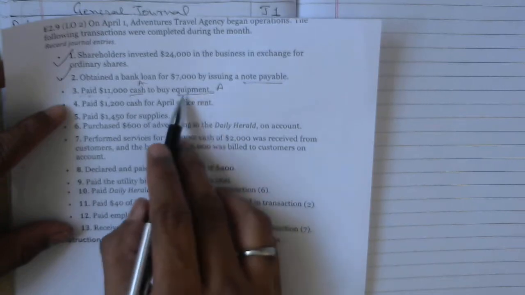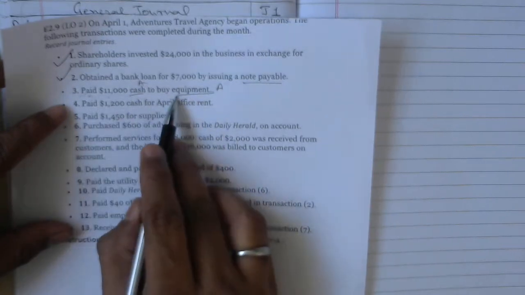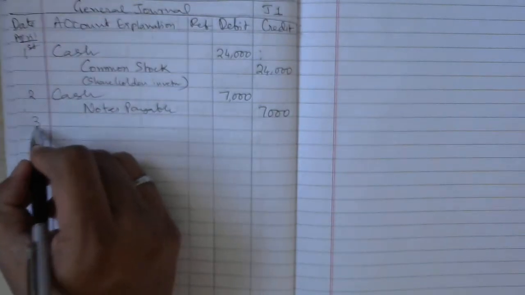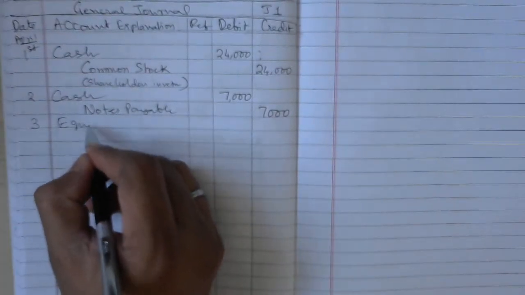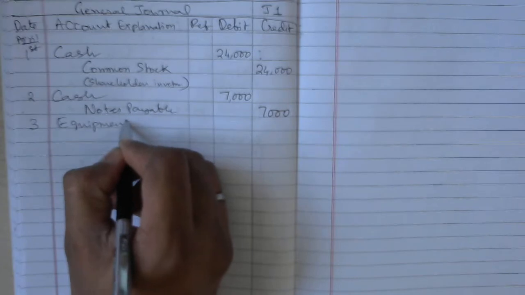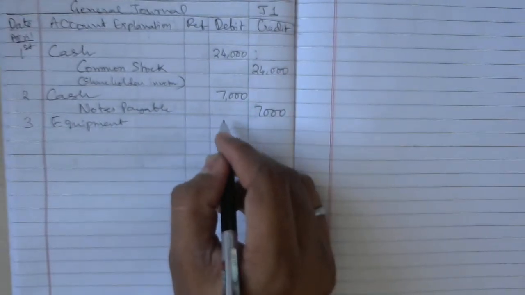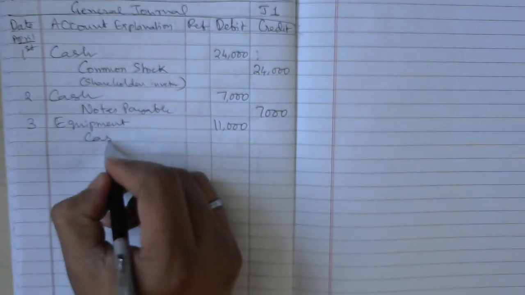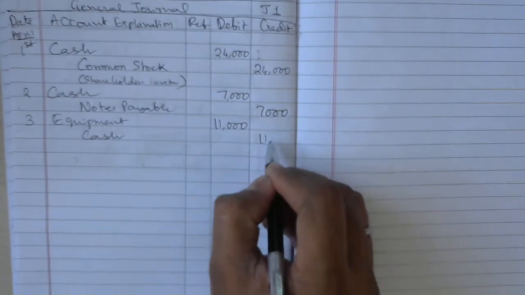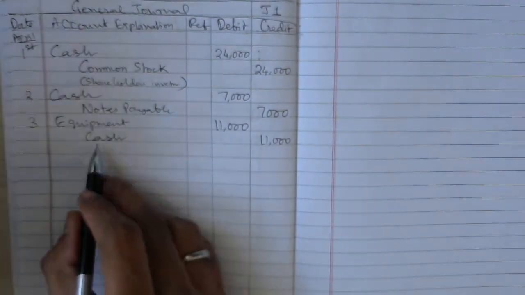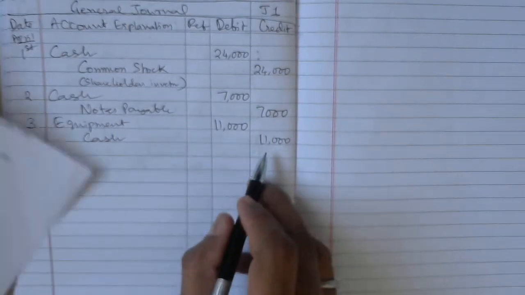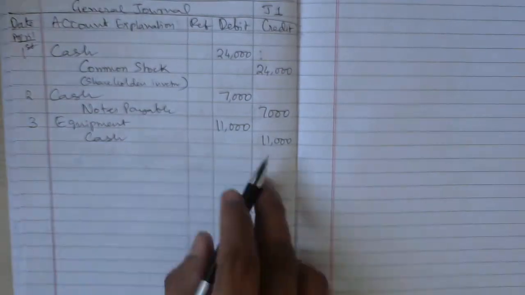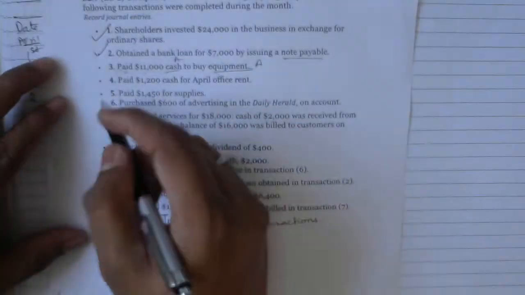So now let's do that. When you're buying equipment, your equipment account will increase. This is the third one. Here equipment will come first. Equipment will increase by 11,000 and cash will be credited by 11,000. So that means cash is decreasing. Here cash is increasing, here cash is decreasing. That's what you should note. That is about the third one.